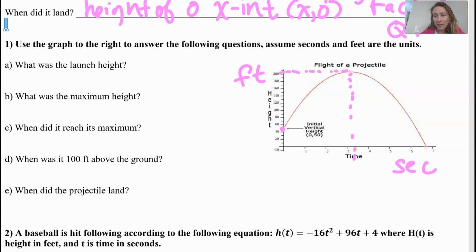So I'm going to label all the pieces of information that I know here. So this looks to be about 3.2, comma 210.